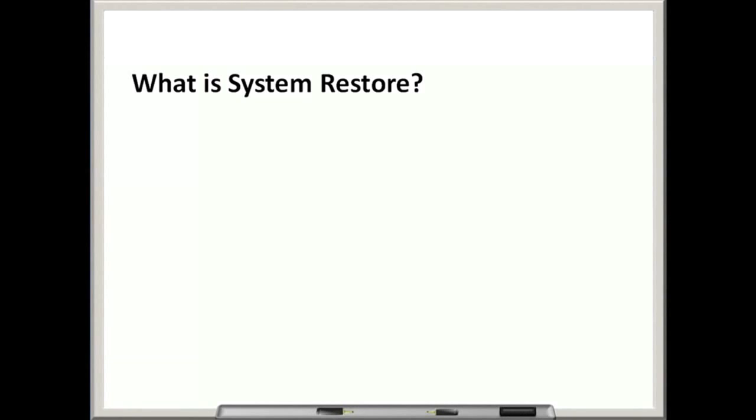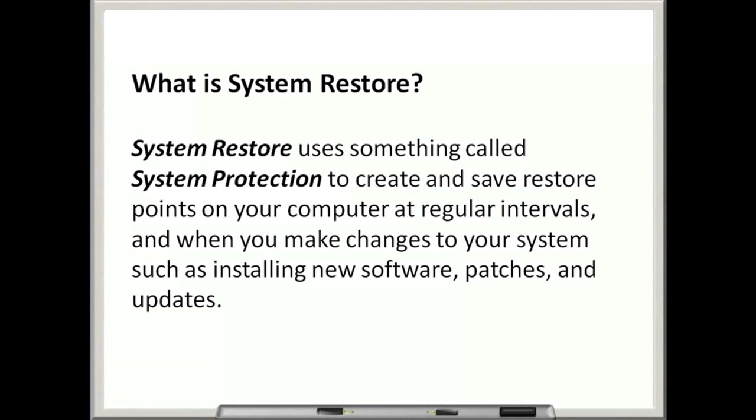What is System Restore? System Restore uses something called system protection to create and save restore points on your computer at regular intervals and when you make changes to your system, such as installing new software, patches, and those ever popular Microsoft updates. The regular intervals by default are at 12 a.m. every day.